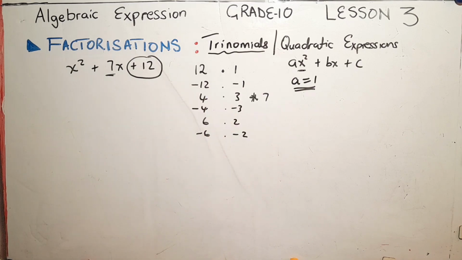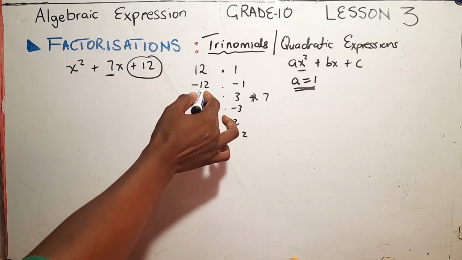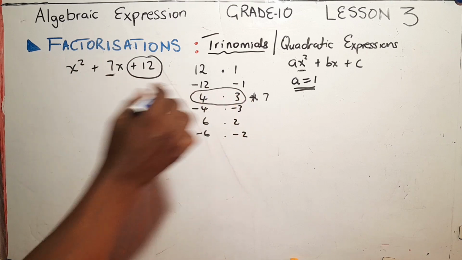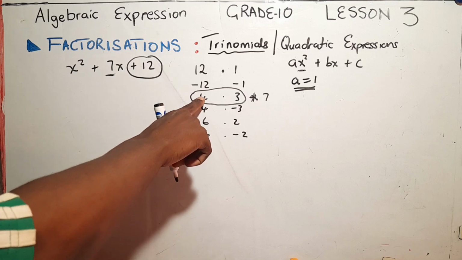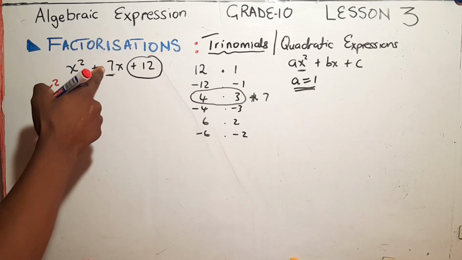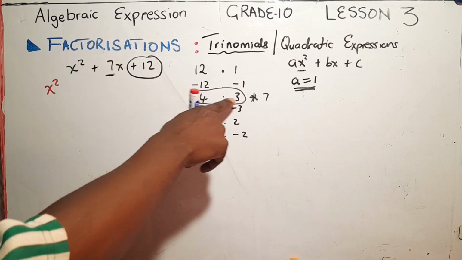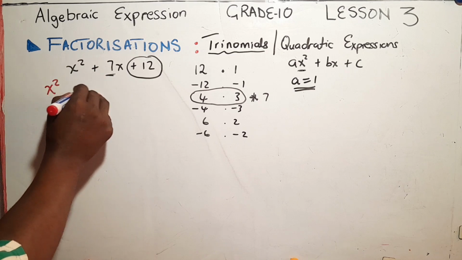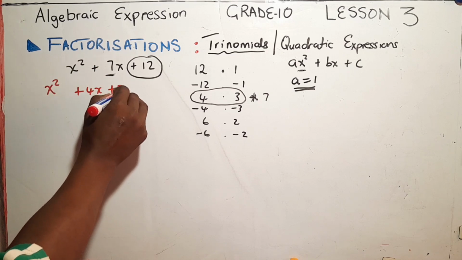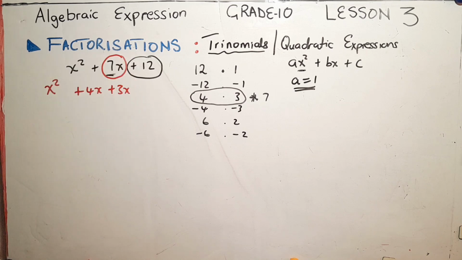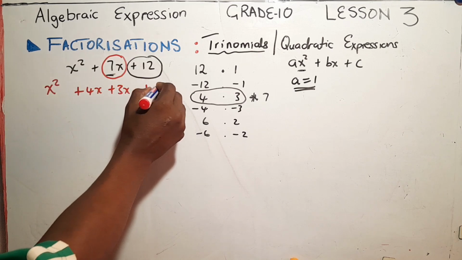So how are we going to use these factors now? We are going to replace this value of b with them. So we are going to write this in terms of that. What do I mean by that? We are going to have our x squared, and this positive 7x we are going to replace with our factors. So 7x we can get from 4x plus 3x. So 4x plus 3x gives us 7x. And lastly we have our 12.